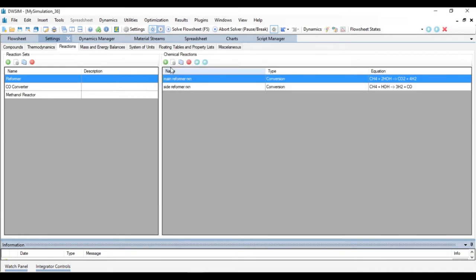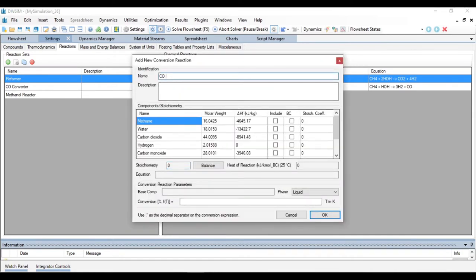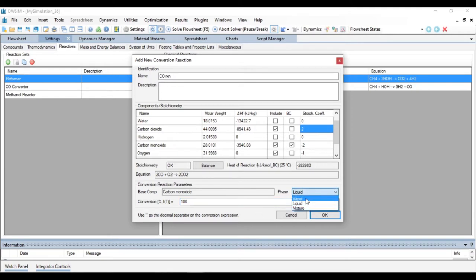Then click OK. Now, another conversion, it is the CO reaction. It includes carbon dioxide, carbon monoxide, then oxygen. So the base component is carbon monoxide. The stoichiometric coefficients are negative 2 for carbon monoxide, negative 1 for oxygen, then 2 for carbon dioxide. Then it is balanced. So the conversion is 100%. Then the phase is vapor.